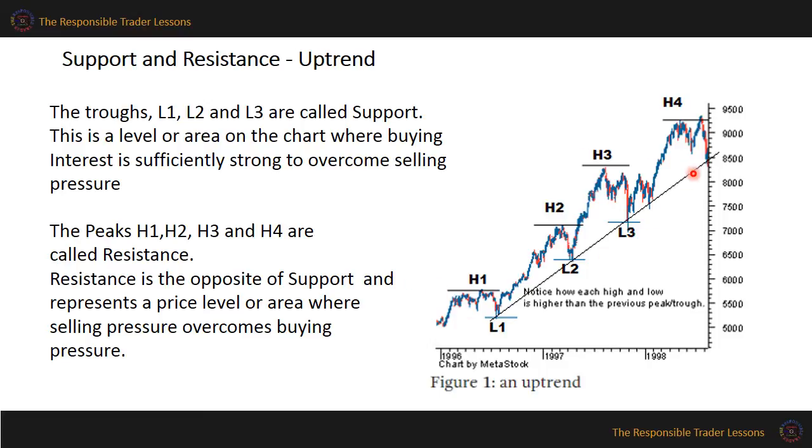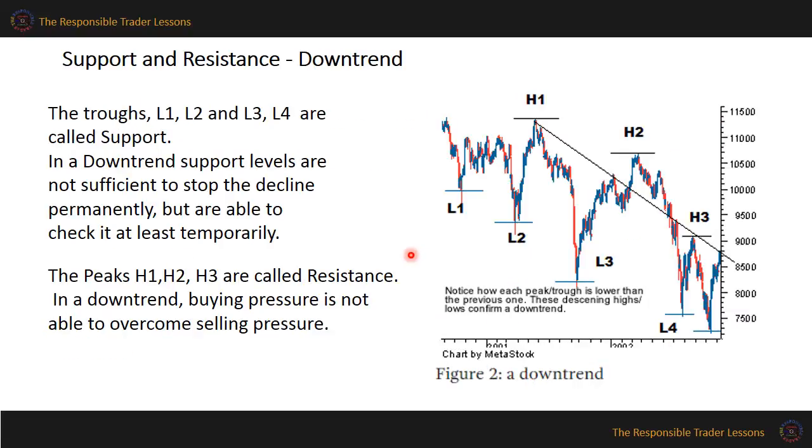In an uptrend, the resistance levels represent pauses in that uptrend and are usually exceeded at some point. In a downtrend, the troughs L1, L2, L3, and L4 are called support. In a downtrend, support levels are not sufficient to stop the decline permanently, but are able to check it at least temporarily.